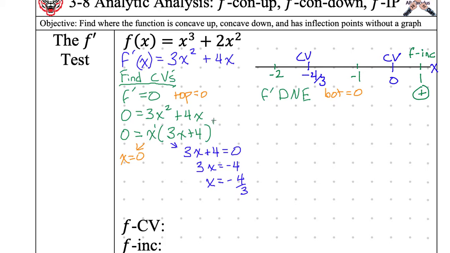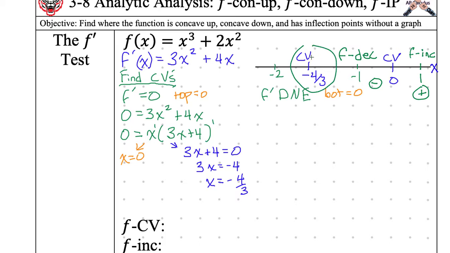I have a power of 1 for the CV 0. I'm looking at this CV. That's the CV I'm going to jump over. So I'm looking back here at x. That's the CV that gave me 0. And is that going to change signs? Yes, because it's an odd power. That's a negative. Therefore, this is f decreasing.